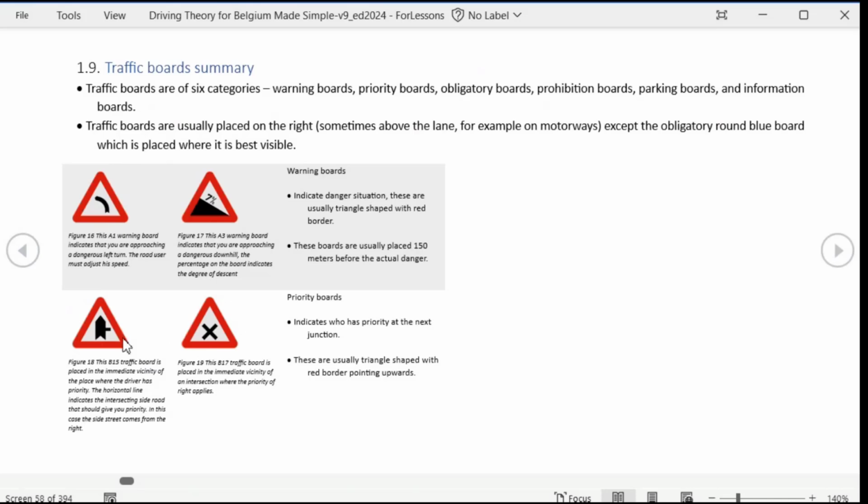Then here, these are the bottom two boards. These are not warning boards, these are priority boards. So this one is indicating that on the road that you're driving on, you have priority at the next junction. And there is another road that is coming from the right, but they will have to give you priority. And this board indicates it's a crossroad where the priority from the right applies.